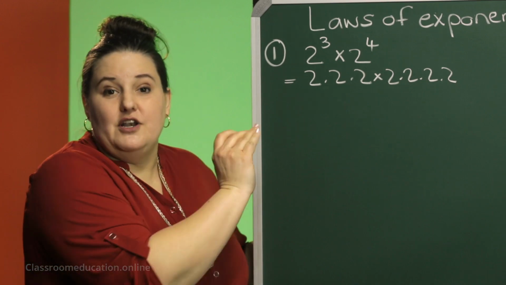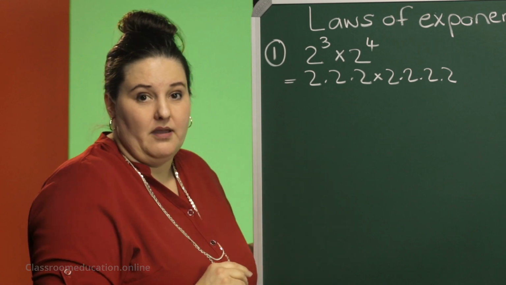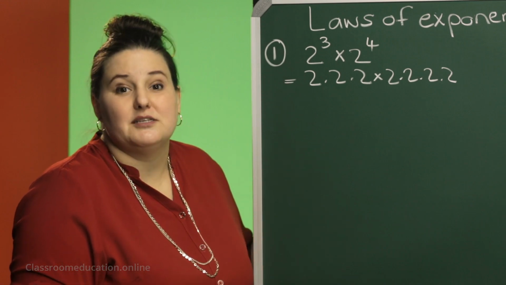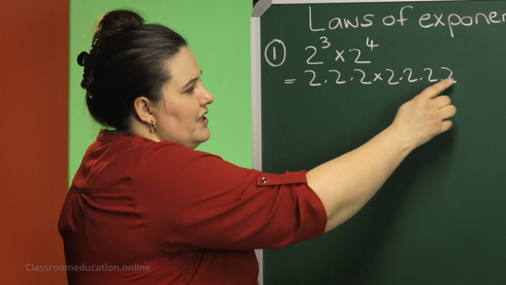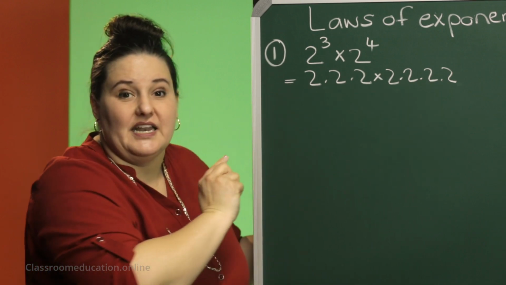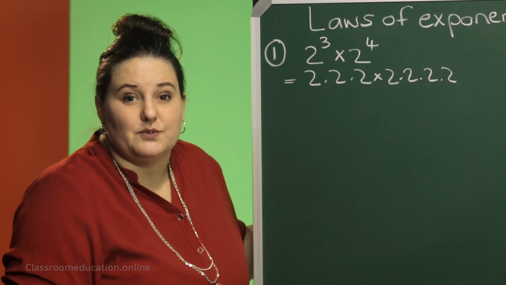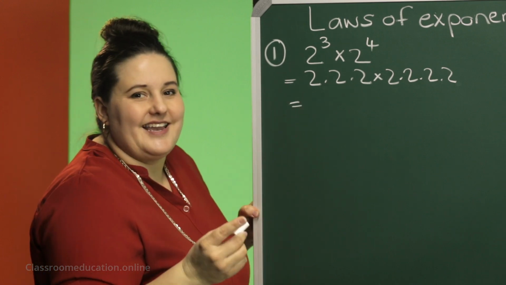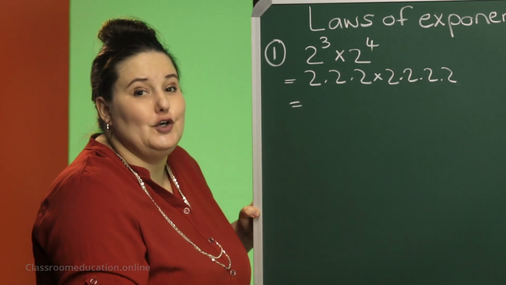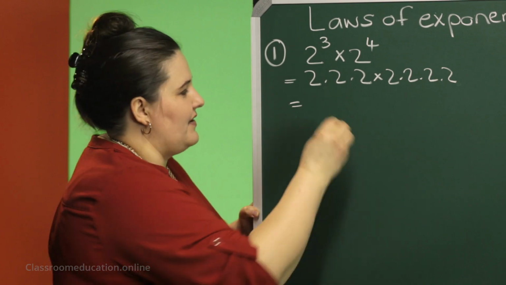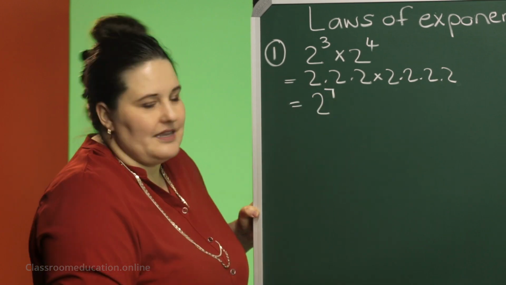Right, now if I have a look at the expanded form, how many 2's have been multiplied with one another? 1, 2, 3, 4, 5, 6, 7. 7 2's were multiplied with one another. So then I can say my answer will be 2 to the power of 7.